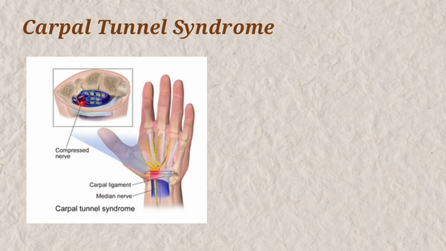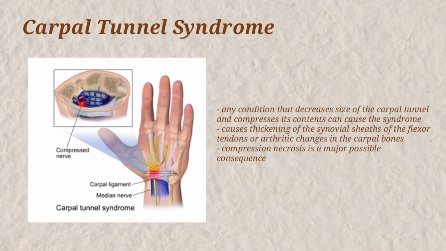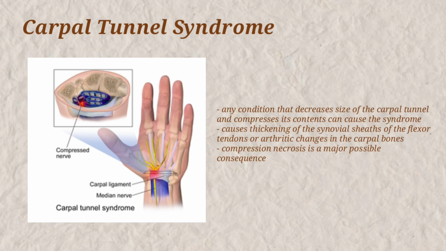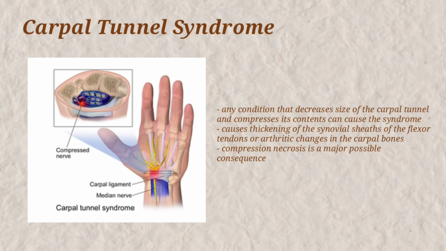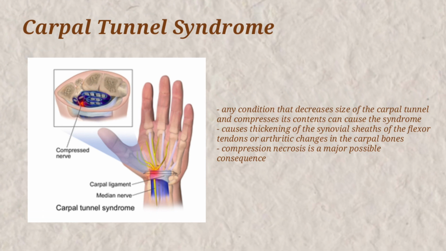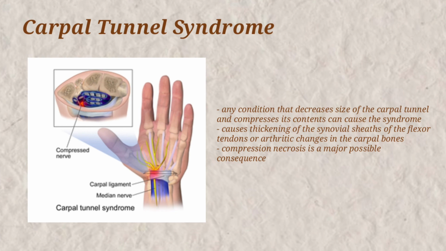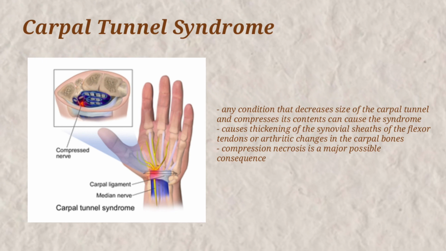Lastly is the carpal tunnel syndrome. Any condition that decreases the size of the carpal tunnel and compresses its contents can cause the syndrome. This causes thickening of the synovial sheaths of the flexor tendons or arthritic changes in the carpal bones. Compression necrosis is a major possible consequence.